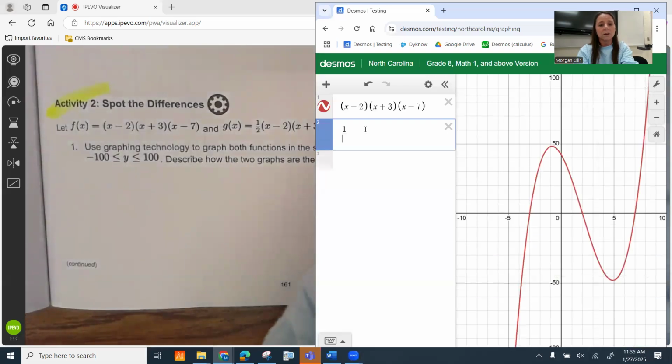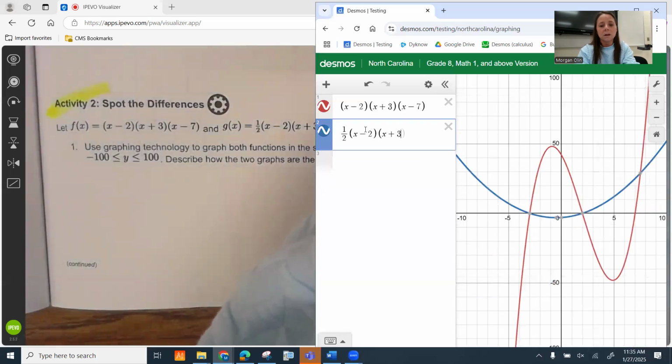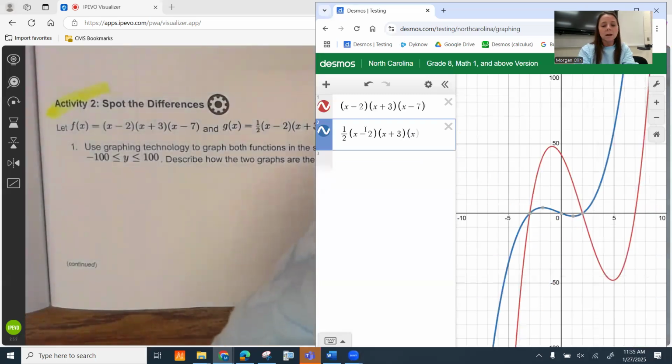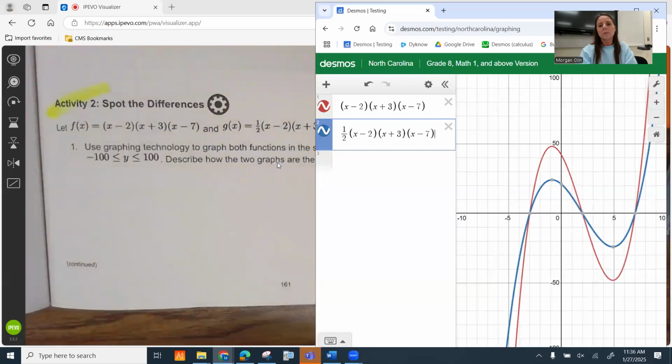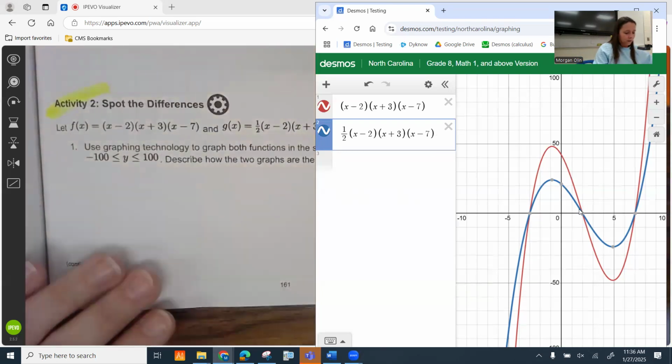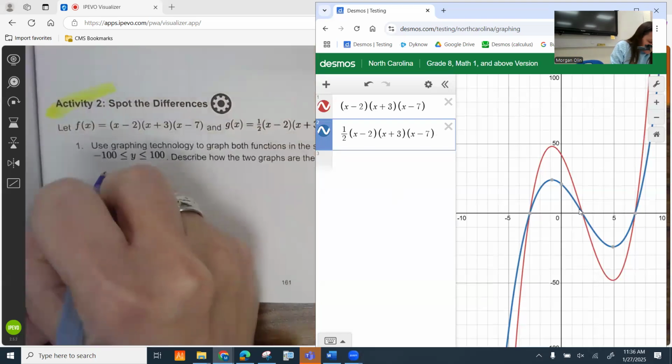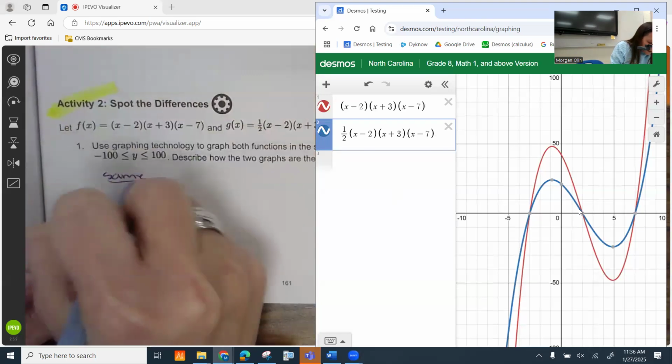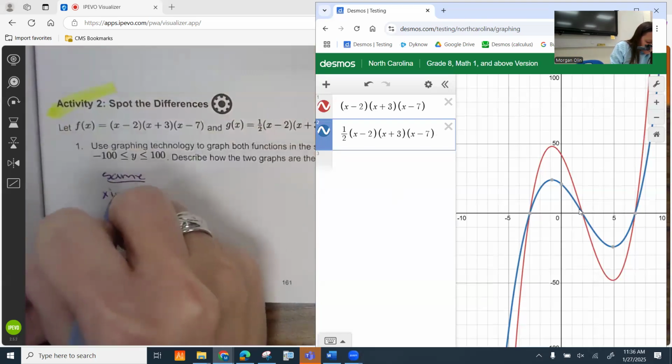Now let's put the other one in, 1/2. All right, and then it's x minus 2, x plus 3, oops, and x minus 7. All right, so let's look at these graphs. We're looking at differences and similarities. So when I look at these graphs, what do they have? How are they the same? Well, they have the same x-intercept.